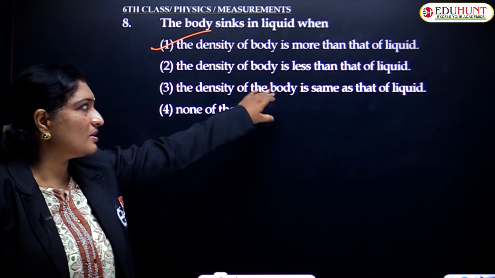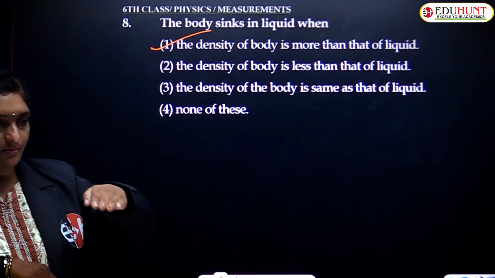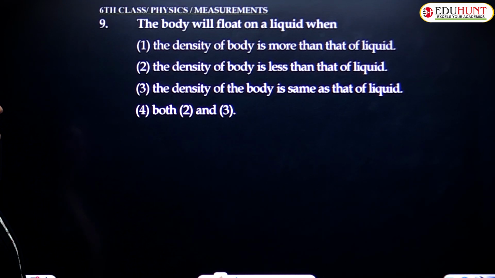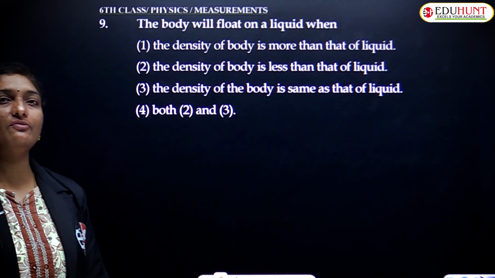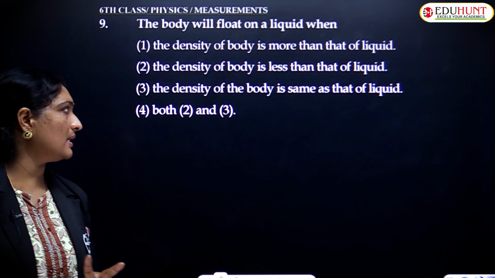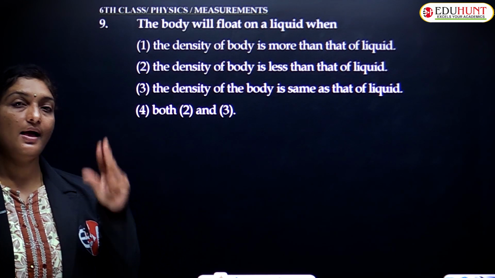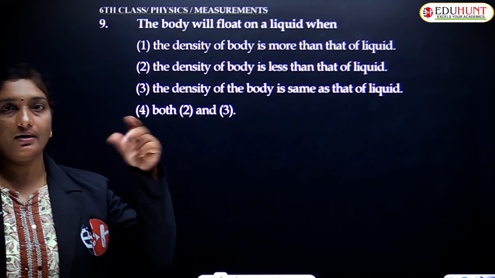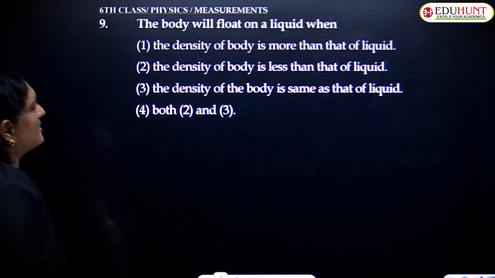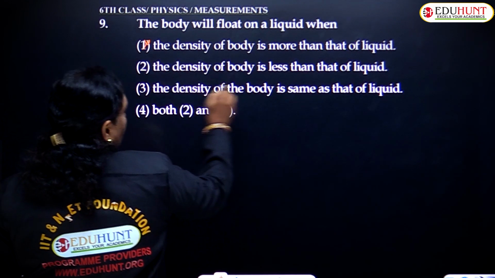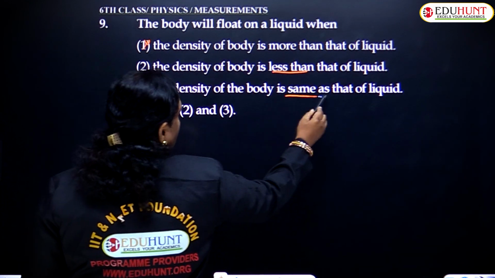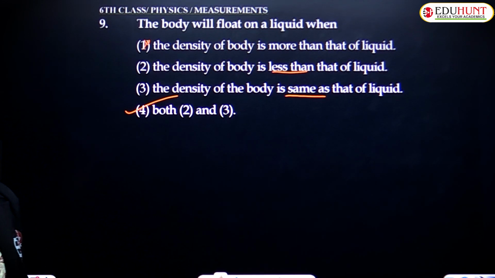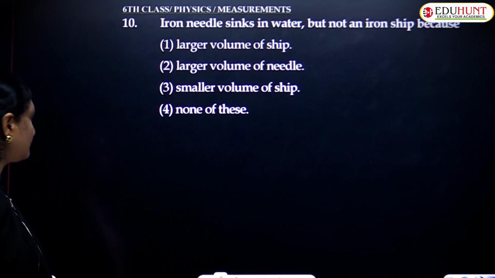If same, it also floats, but at what layer? The two surfaces will be at the same place. The body will float on a liquid. When does a body float on a liquid? Two possibilities are there. What are the two possibilities? When the density of the given body is lesser than the density of the liquid, or equal to the density of the liquid. Two cases are there, not more than that. It must be lesser than or must be the same. So which one is the correct answer? Both 2 and 3 are correct answers. Either lesser than or equal to.